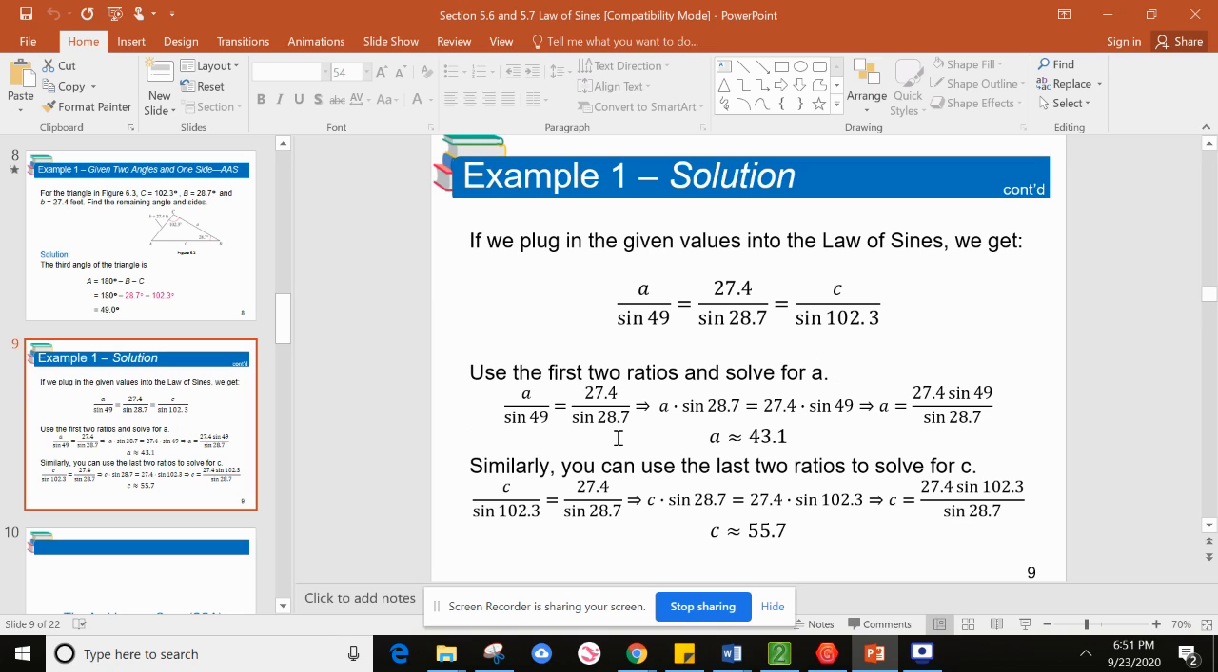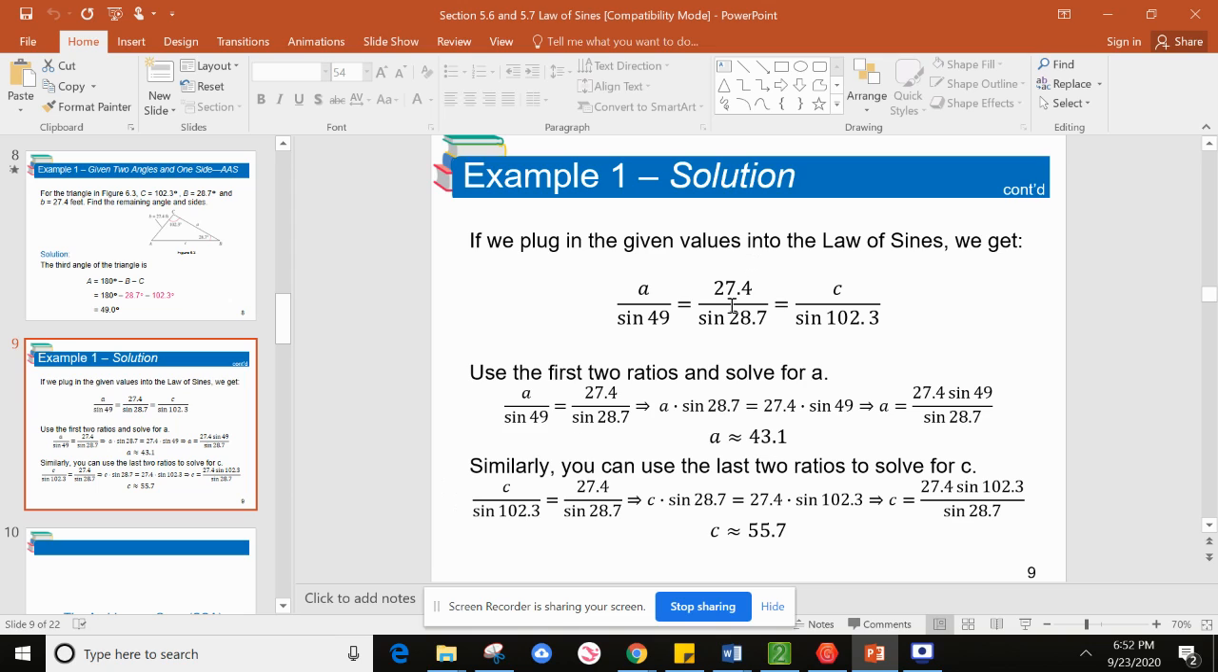And here's how I did that. So cross multiplying, a times sine 28.7 is equal to 27.4 times the sine of 49. And that would give you the following fraction after you divided both sides by the sine of 28.7. After that, you just put this in the calculator, and that would give you 43.1.